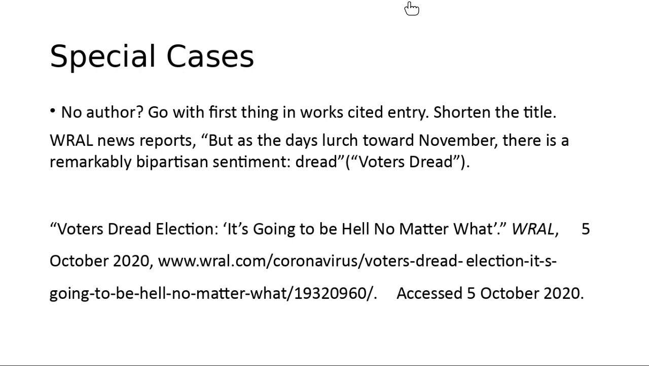All right, so a few special cases. If there's no author, you will go with the first part of the works cited entry, and usually that will be the article title, and you will shorten the title. So I'll give you an example here. This is an article that appeared on WREL this past fall. There was no author listed. It had a title, of course, the publication information here, URL, access date, all that good stuff.